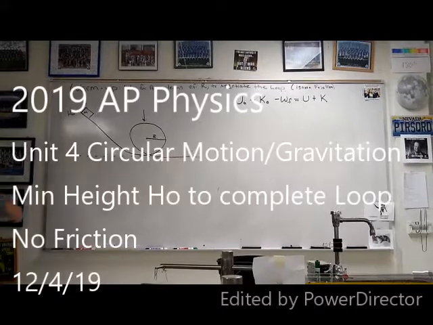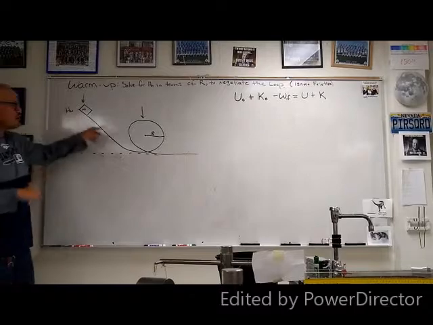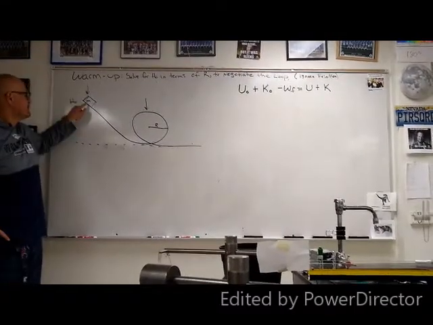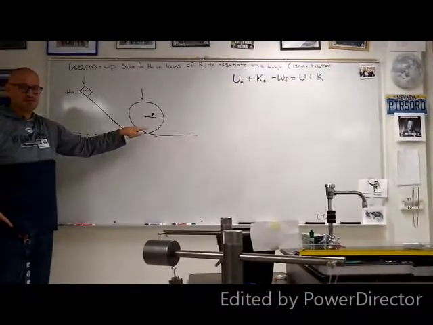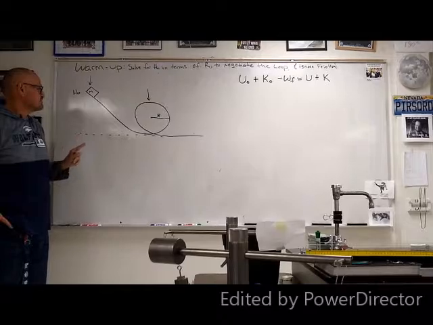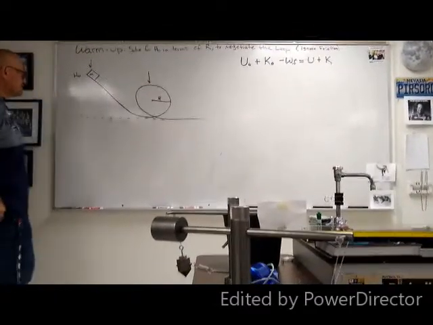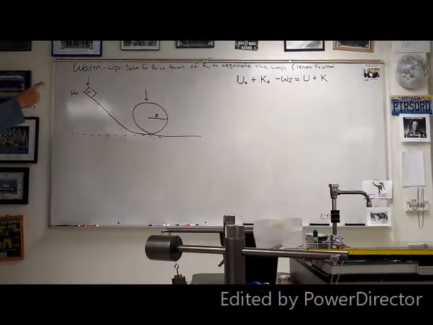The question here is, what does H0 have to be in terms of R, the radius of this loop here, without friction, such that the box here can slide all the way down and negotiate the loop here? Two areas of concern are going to be here and here. Any suggestions how we should start, or what should be zero? When we look at this problem here, what should be zero?